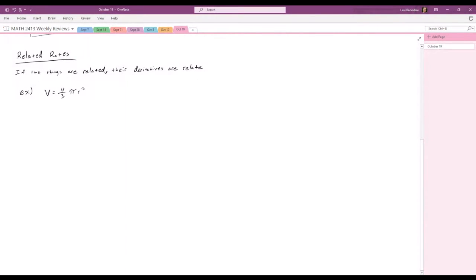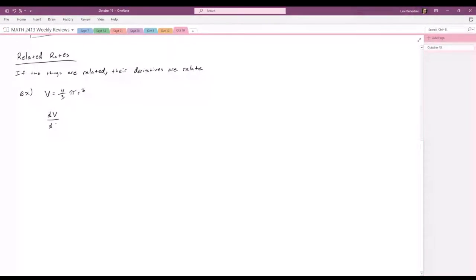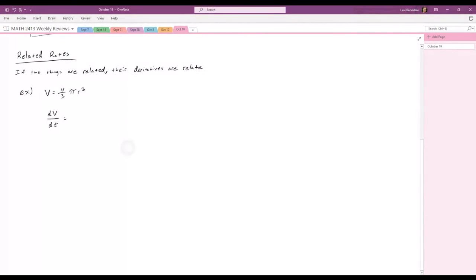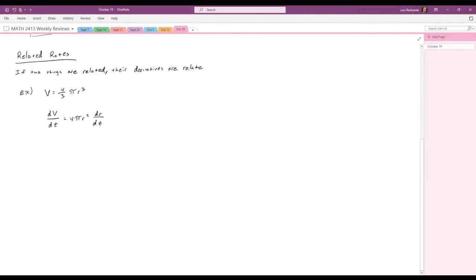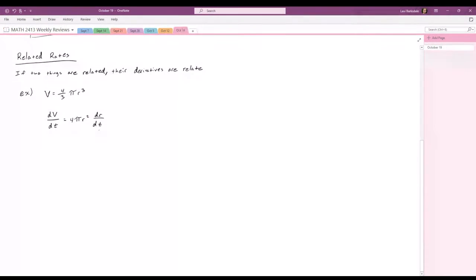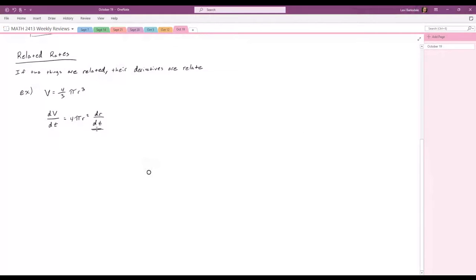Sorry, that should be pi r cubed. And here we have a relationship between volume and radius. So the principle behind related rates is because volume and radius are related, well then the derivative of volume should somehow be related to the derivative of the radius. So if we take the derivative with respect to something like time, well then we would get, using our power rule, that our derivative of volume is related somehow to our derivative of the radius, the rate of change of the radius.